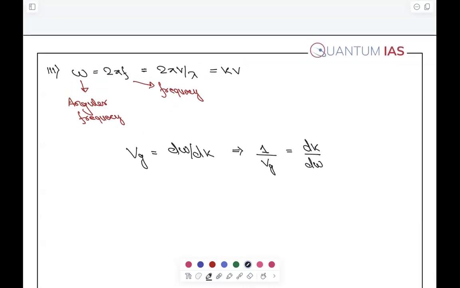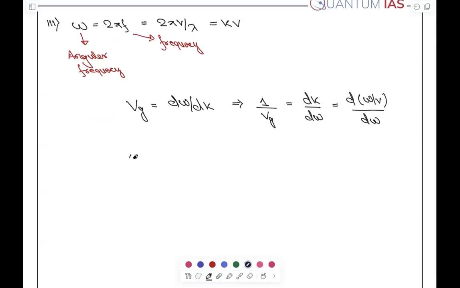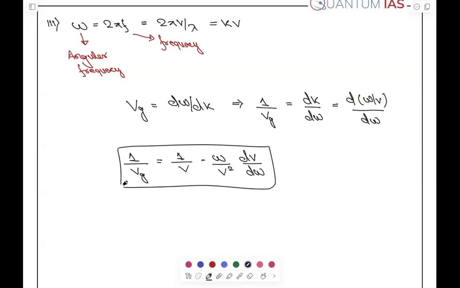अरे यार इतना क्या दिक्कत आ रही है. dk by d omega. What is k? Omega by v. So d of omega by v over d omega. So can I write 1 by Vg is equal to 1 by v times 1 minus omega by v, whole square, dv by d omega? How many of you got this answer? Please raise your hand.